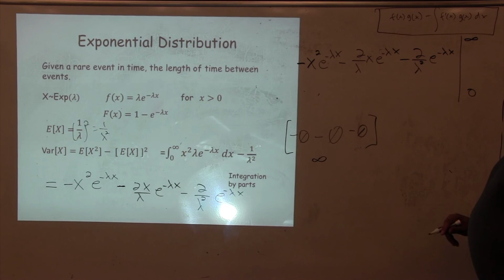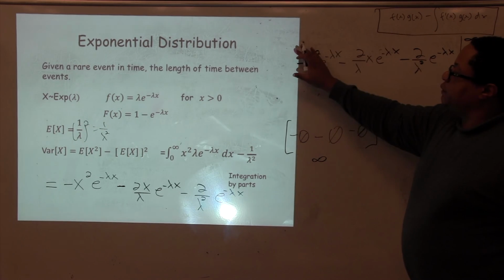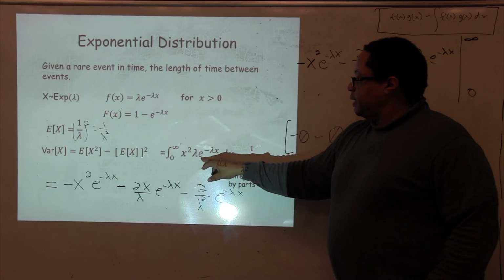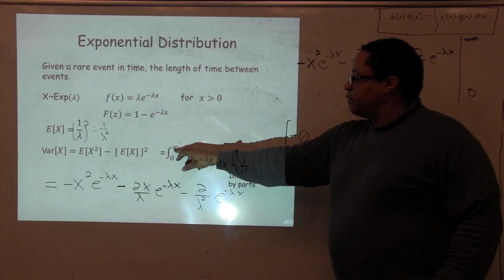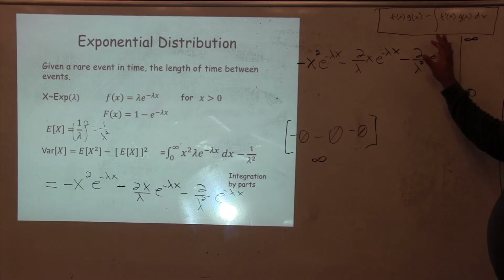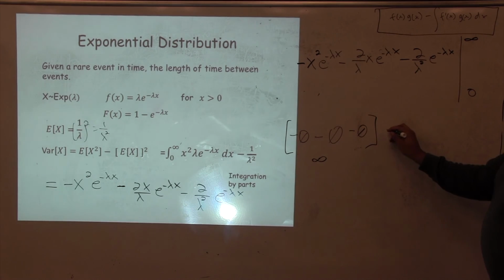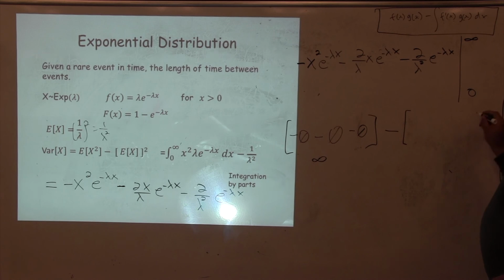Okay. So we evaluate this expression for the indefinite integral of x squared lambda e to the minus lambda x dx integrated from 0 to infinity. We evaluate this indefinite integral at infinity, and then we're going to subtract from it that same indefinite integral evaluated at 0. Okay, so now let's do the 0 case.